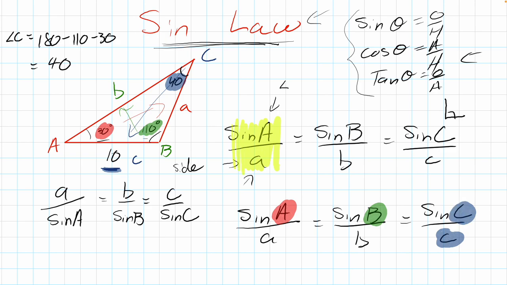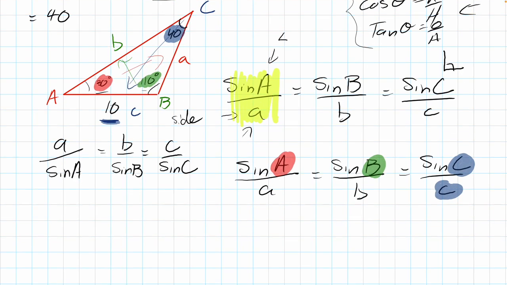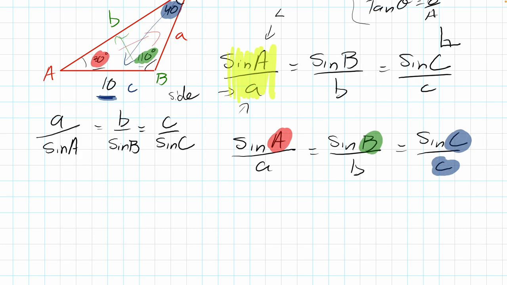So now we have the complete ratio. We'll actually go about the process of plugging this stuff in, and then we can decide what we want to use. Sine A we said was 30, so we have 30 degrees. Side a is still unknown. Sine angle B is 110. Side b is still unknown.